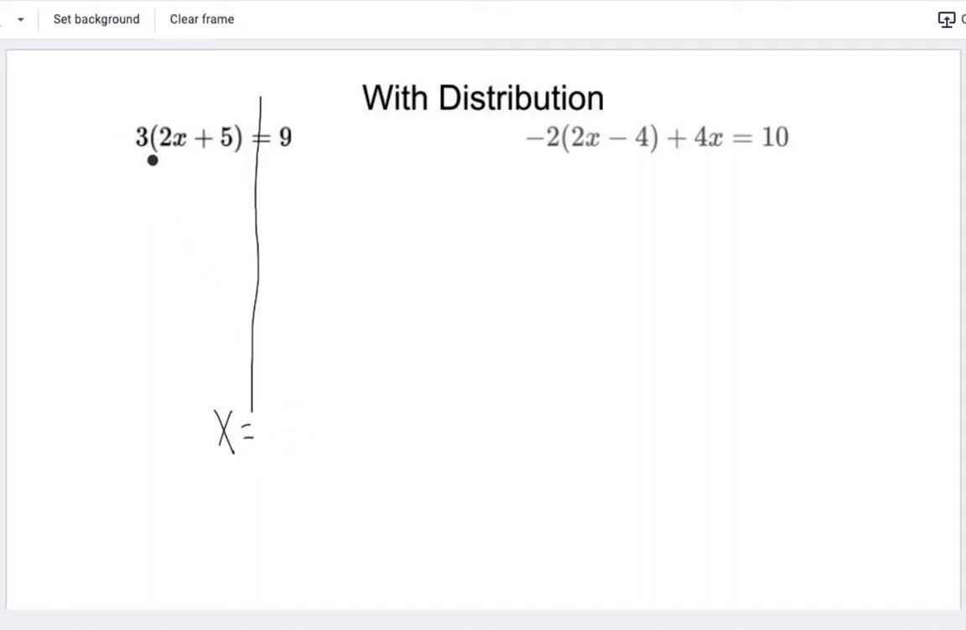Now, the 3 next to the parentheses means multiply. Sometimes we will have to distribute, but in this case, we can just divide both sides by 3 right away. So the 3 divided by 3 gives us 1 times 2x plus 5, which is going to just be 2x plus 5.